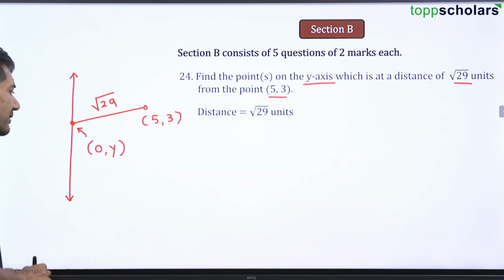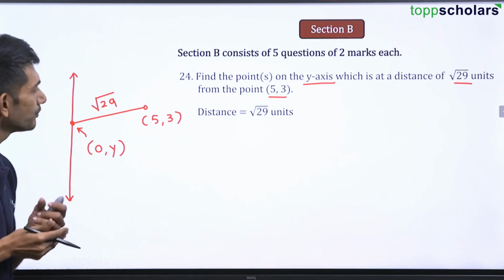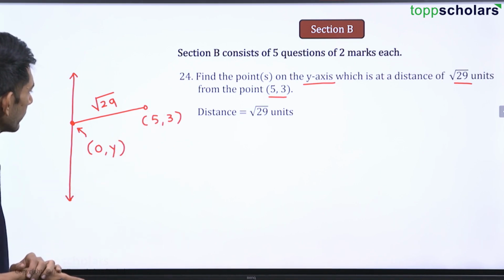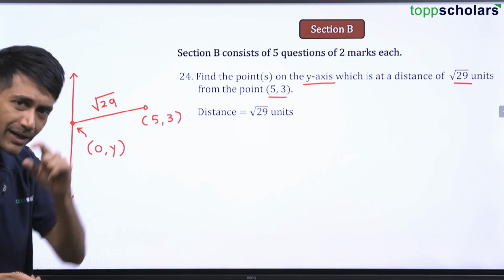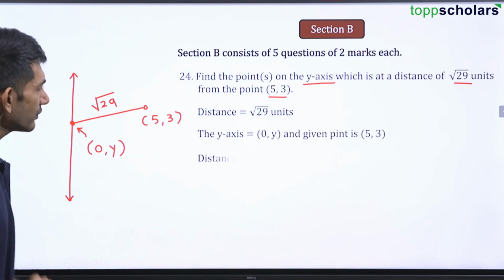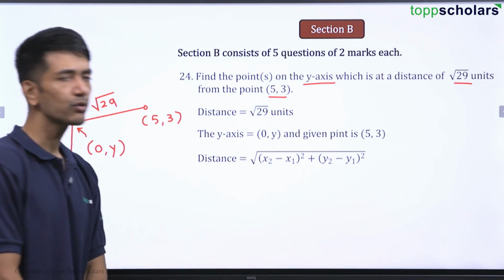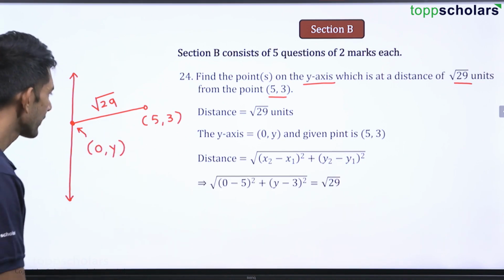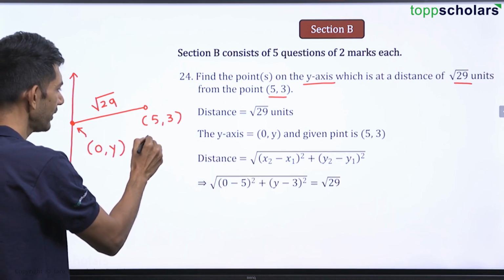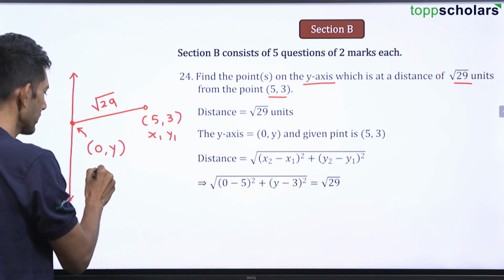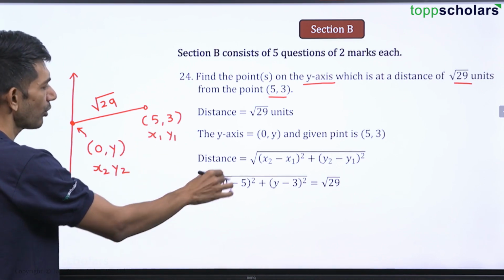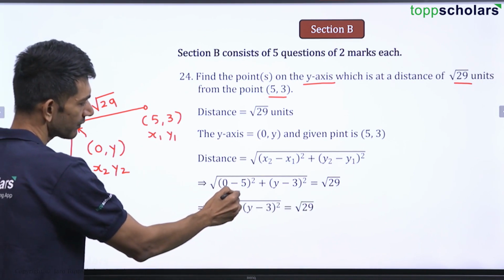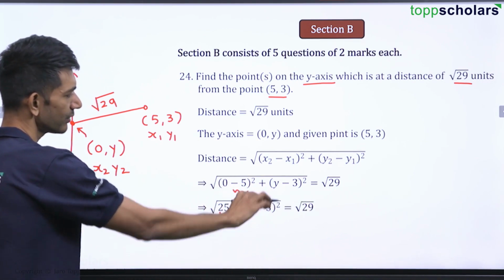So if the point lies on the y-axis, can I say the point is of the form 0, y? So 0, y is the point. This is 5, 3. The distance is under root 29. Can I apply distance formula? Yes, I can do that. The distance formula is given by under root x2 minus x1 the whole square plus y2 minus y1 the whole square. x1, y1, x2, y2 we already have. See here. This is x1, y1, right? This is x2, y2. So 0 minus 5 the whole square plus y minus 3 the whole square under root of that. That gives me minus 5 square is 25, plus y minus 3 the whole square, is equal to under root 29.